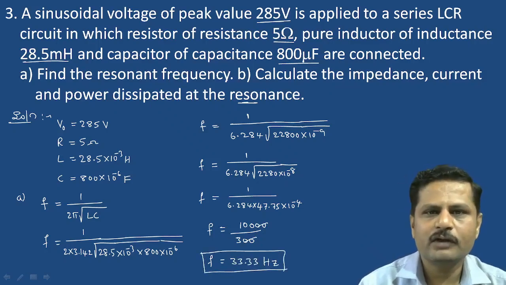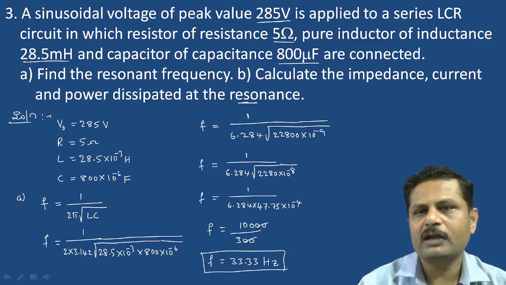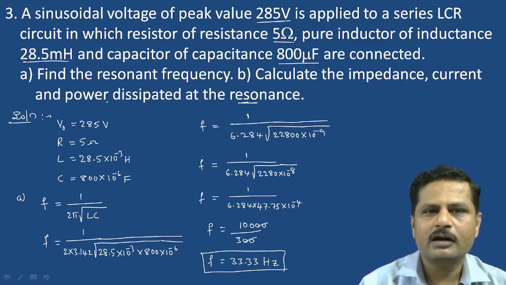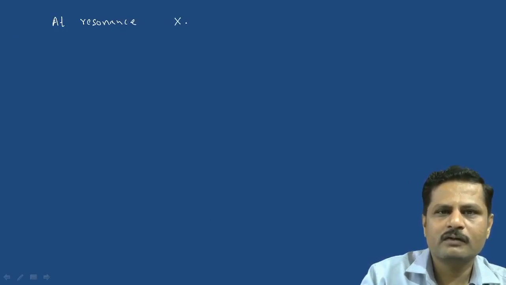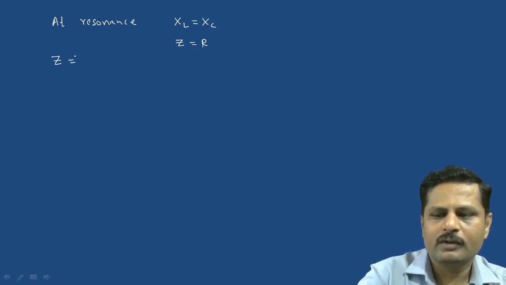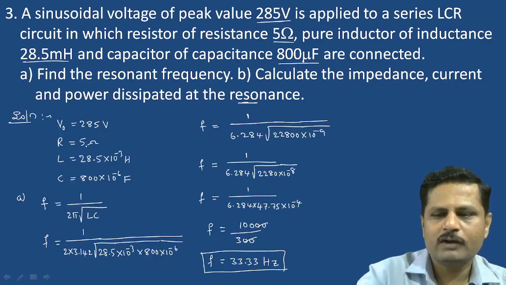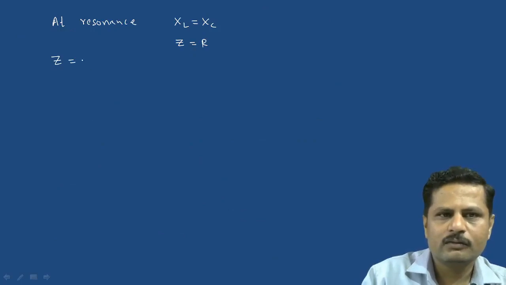Now, part B: calculate the impedance, current and power dissipated at resonance. At resonance we need to find out, as we know that at resonance, we have seen that XL is equals to XC as well as Z is equals to R. So we could write here Z is equals to the R value. Here R value is 5 ohm.